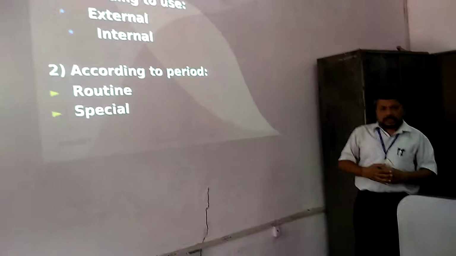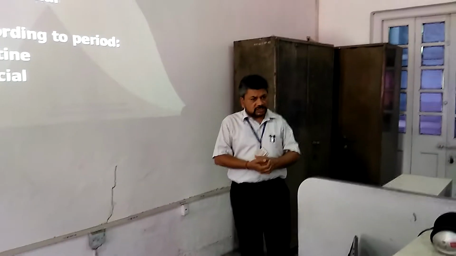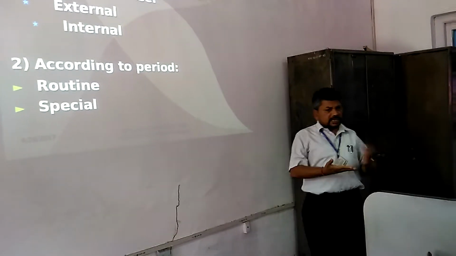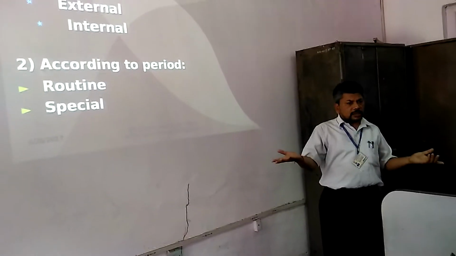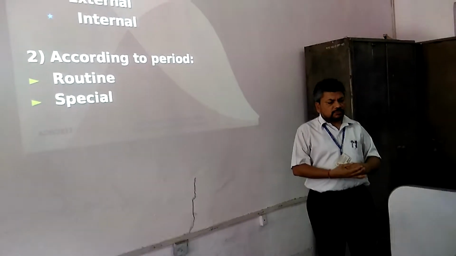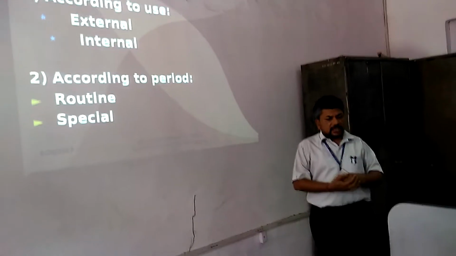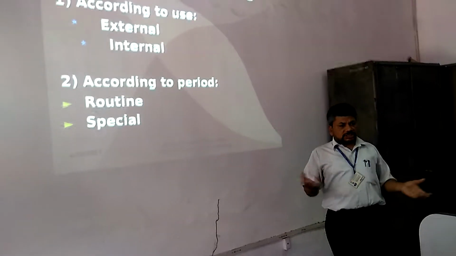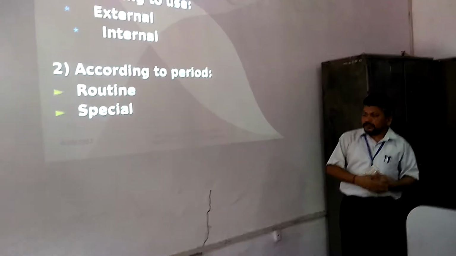According to period, a report can be set. See, a newspaper is also a kind of report. What type of report? It is a periodical report, a daily report. It comes daily. Some of the reports come like Employment News in India, a weekly report. Some of the reports come fortnightly. Some come monthly, then bi-monthly, then quarterly, then 6 monthly, and then annual report. Sometimes special reports are constructed for a specific purpose. So this way a report can be of 2 types, routine and special.